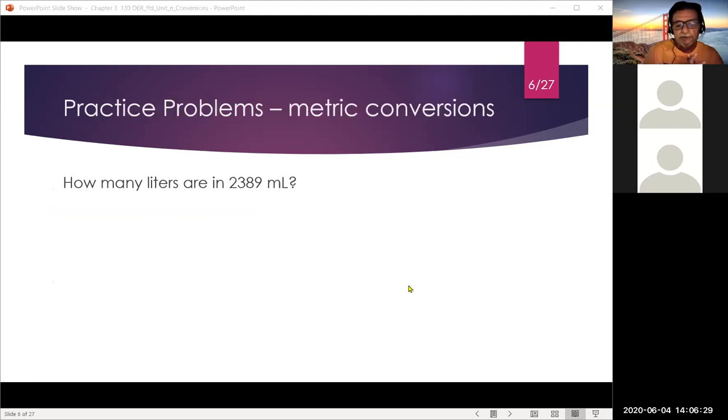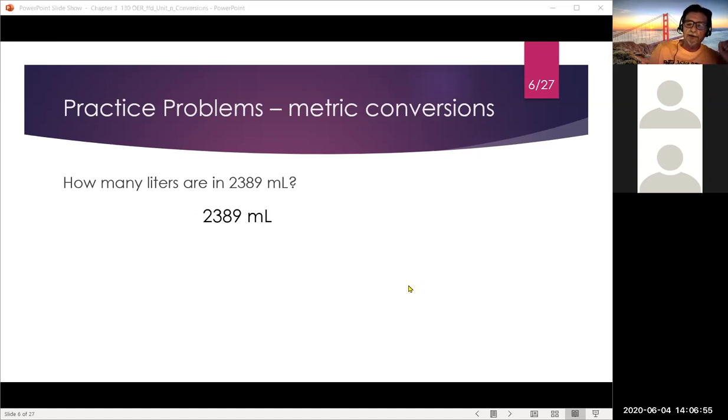For example, let's take this one here. It says how many liters are in 2,389 milliliters. So what are you given? You're given 2,389 milliliters. So I write that down. Then they're asking you how many liters, so what you're searching for unit-wise is liters.